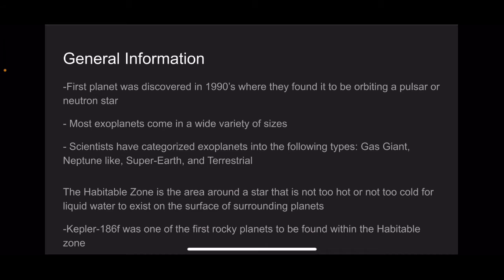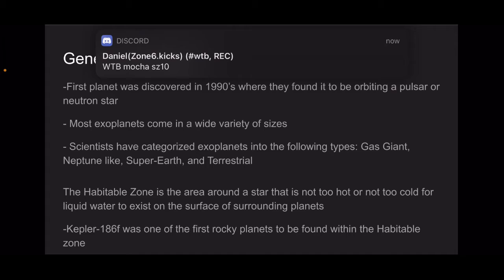In the next slide, I talk about some general information and regular facts about exoplanets. One of the first exoplanets was actually discovered in the 1990s, where they found it to be orbiting a neutron star. Another cool thing is that they come in a wide variety of sizes, and that has to do with the different types of exoplanets: gas giants, Neptune-like, super Earth, and terrestrial types of planets.